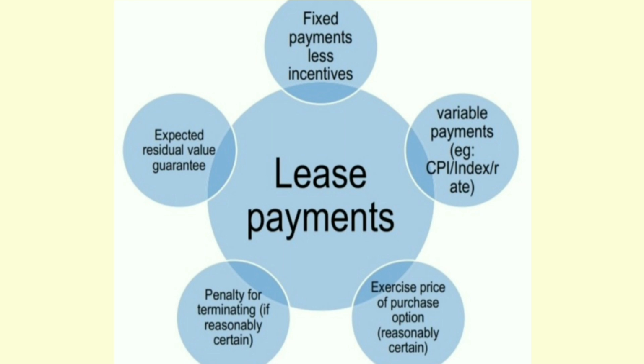It comprises mainly 5 things: the fixed lease payment minus the lease incentive which the lessor pays to the lessee, the variable lease payments which are dependent upon an index or rate, the exercise price of the purchase option if it is reasonably certain that the lessee will exercise the purchase option, the penalty for terminating, and the expected residual value guarantee. It will be more clear if you solve questions related to this.